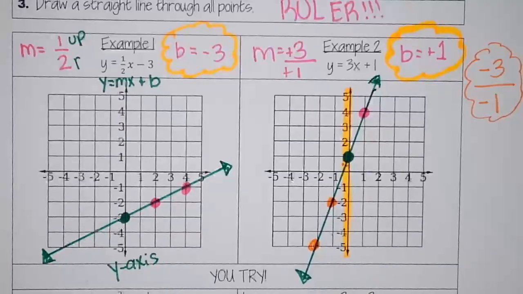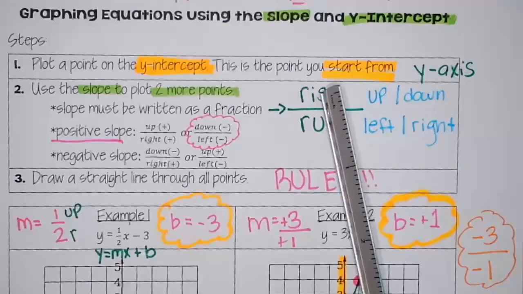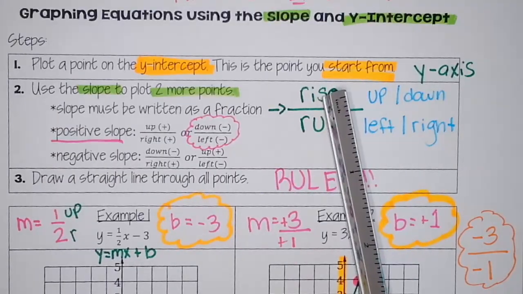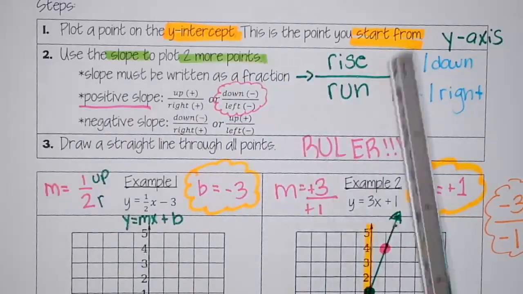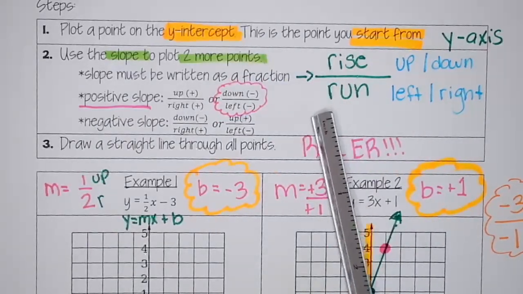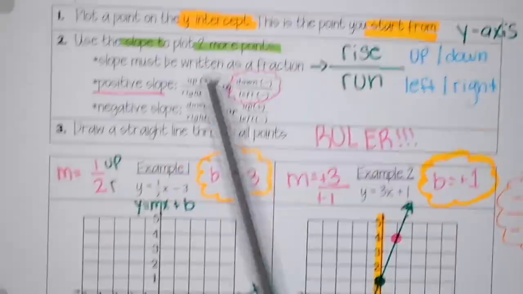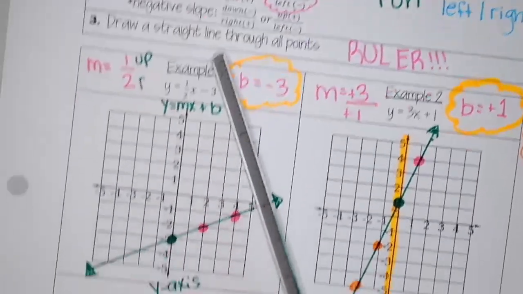Alrighty. To recap, you start with your y-intercept to get 1 dot. You start from that dot and then use your slope to do rise over run to find at least 2 more points, and then you connect the lines.